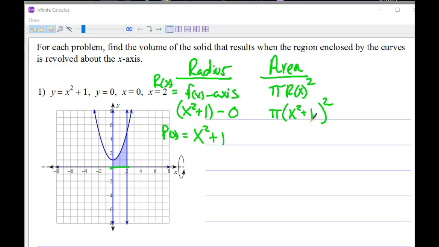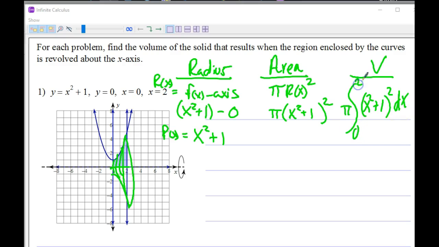And then the volume is what I get if I take one of those circles and integrate all the way back. Add all those little circles together. So volume will be the integral, pi on the outside, x squared plus 1 squared dx. And we're going from what to what? 0 to 2. And that's it.